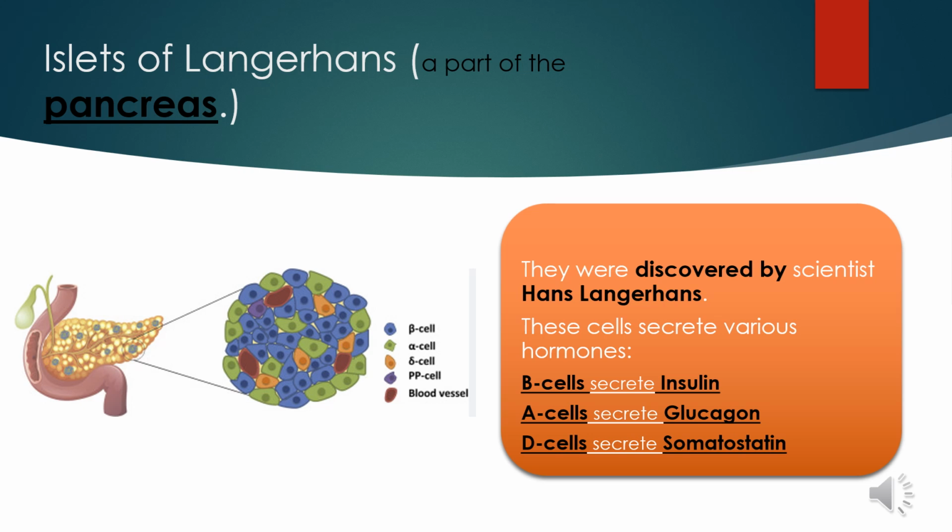Islets of Langerhans, a part of the pancreas. They were discovered by scientist Hans Langerhans. These cells secrete various hormones. B cells secrete insulin, A cells secrete glucagon, D cells secrete somatostatin.